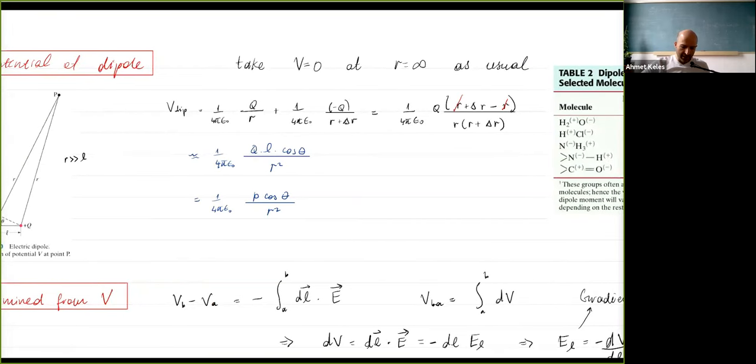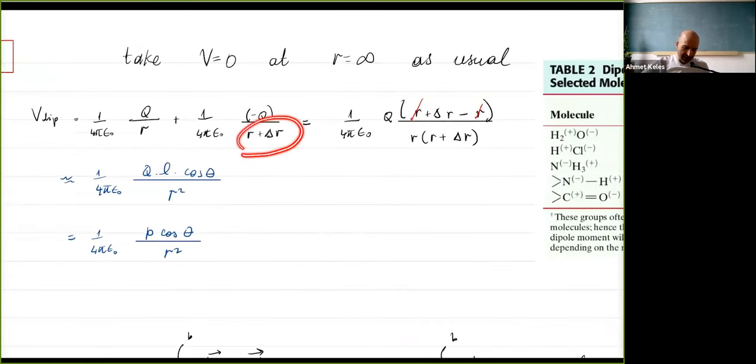So I can take a common factor, 1 over 4 pi epsilon naught times Q, and then do the numerator-denominator trick. If you do this, you get something like this: R plus delta R minus R, divided by R times R plus delta R. So R cancels in the numerator, and you have Q delta R. In the denominator, I have R times R plus delta R.